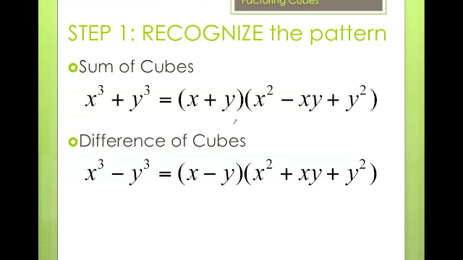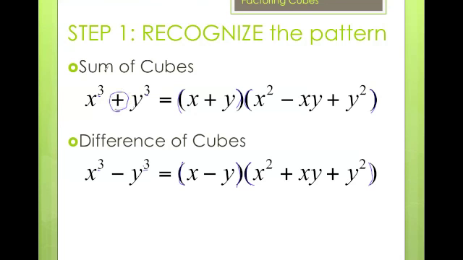These patterns look very complicated, so I'm going to break them down into 2 parts so that you can remember them better. First of all, notice that they both have cubes in their patterns, of course, because it's the sums and differences of cubes. They both have a binomial times a trinomial. And notice that even within the binomial and the trinomial, x, y, x squared, xy, y squared, even all of that's the same. The place they differ is in their signs.